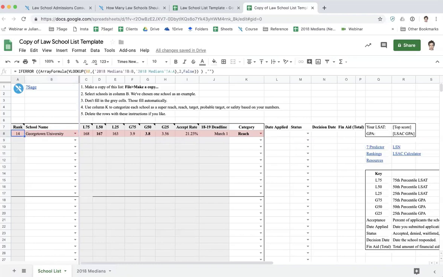It fills in the latest rankings, the latest median information, the deadline from the last 509 disclosures. And then this you have to choose yourself. You categorize it yourself as a target or a reach or whatever. So it's a good way to put together a list. You can see visually if there's a balance of green and red. And then you can keep track of when you applied and how you did and all that. So it's out there if you want to use it.